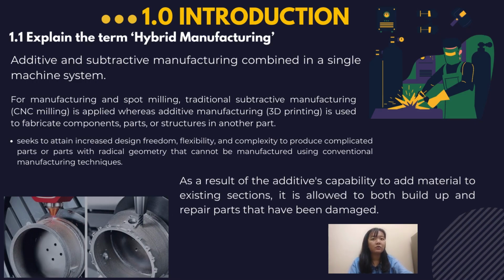1.0 Introduction. 1.1 Explain the term hybrid manufacturing. Additive and subtractive manufacturing combined in a single machine system. For machining and spot milling, traditional subtractive manufacturing is applied, whereas additive manufacturing is used to fabricate component parts or structure in another part. As a result of the additive capability to add material to existing sections, this allows users to both build out and replace parts that have been damaged.